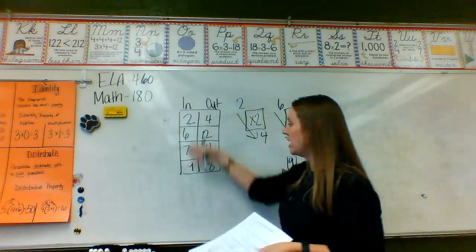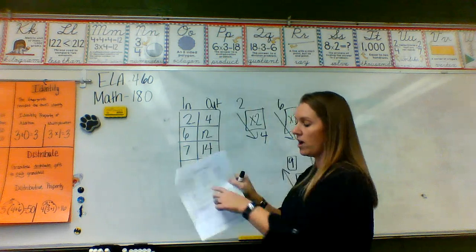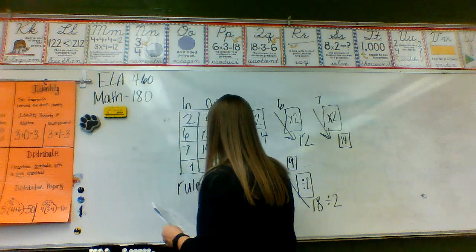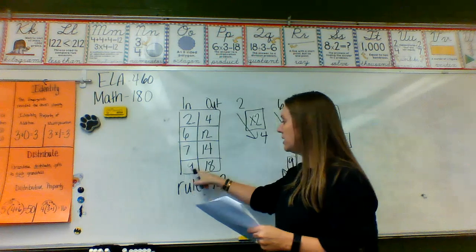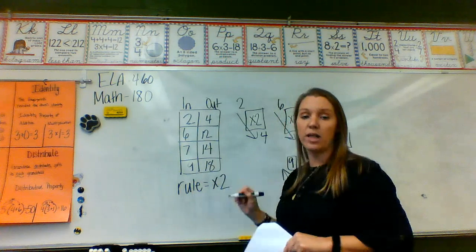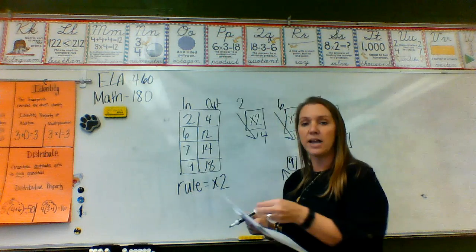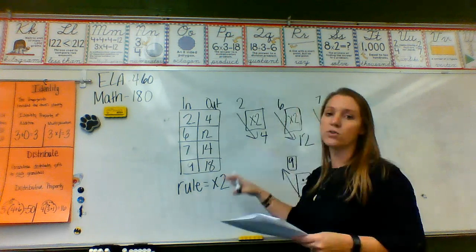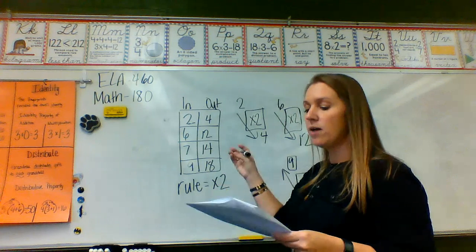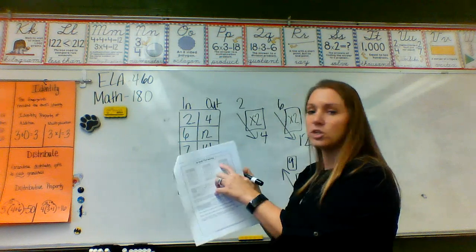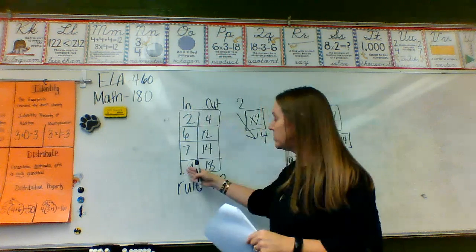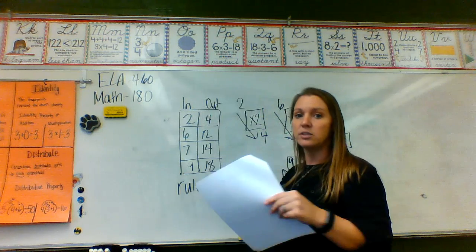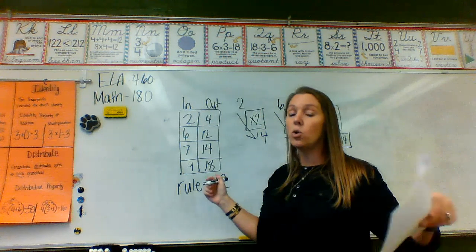Let's see. If I know that my rule, and see where I have my rule down here, rule is times 2. 9 times 2 does equal 18. So in this case, it is a multiplication problem. So when you're working through an in and out box, you have to ask yourself, what did we do to the numbers on the left to get the numbers on the right? It could be addition, subtraction, multiplication, or division.